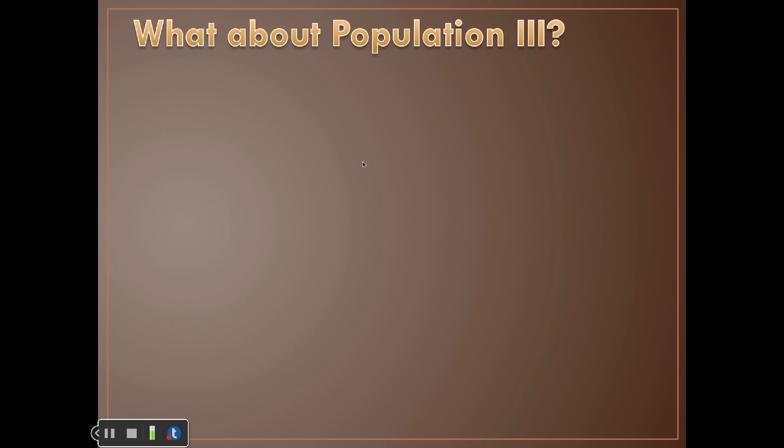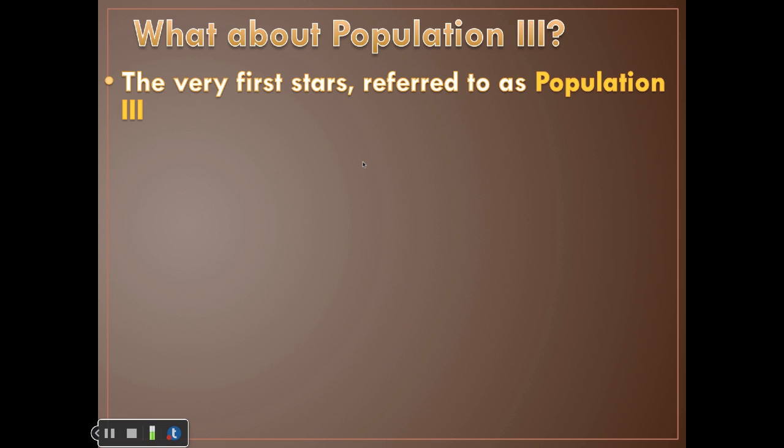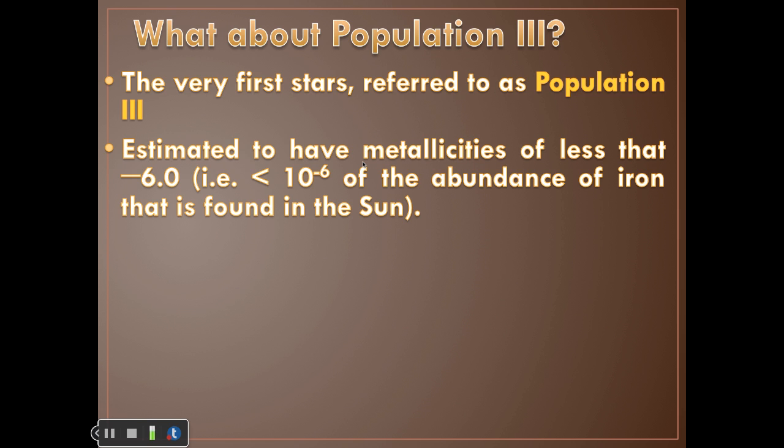So what about population 3? Population 1 is high metallicity, population 2 is low metallicity, and population 3 would be the oldest stars, the stars that were first formed. And we estimate the metallicities, this is basically the very first stars that were formed have to have less than 1/1,000,000th of the sun's metallicity.